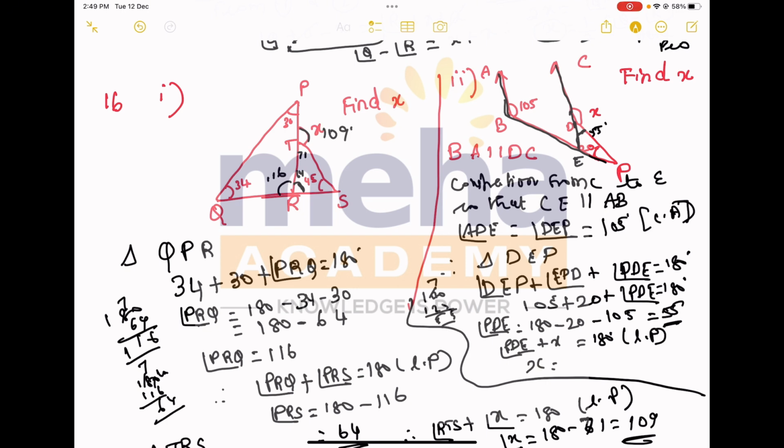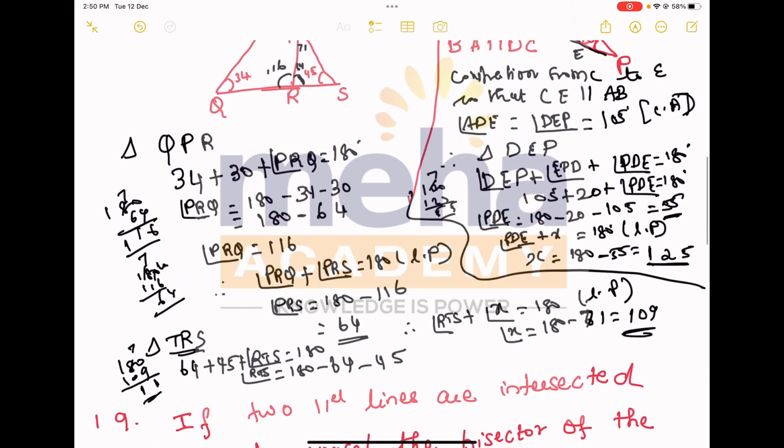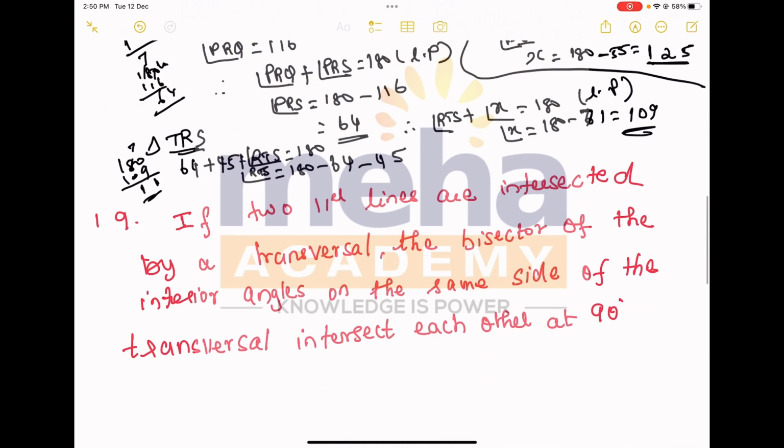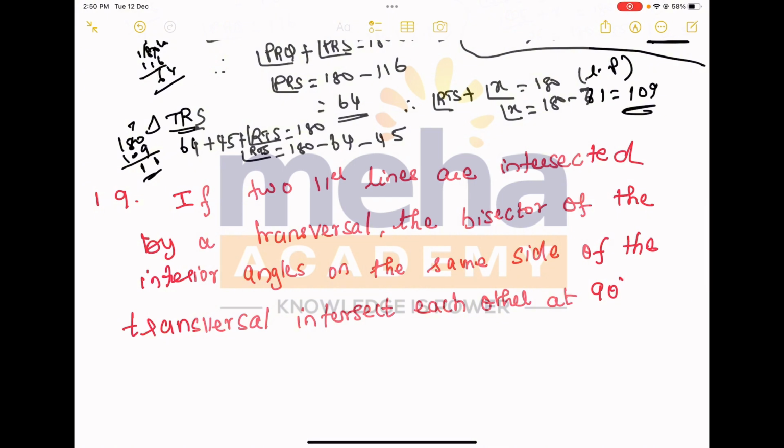So x is equal to 180 minus 55, that would be 125 degrees. So the angle x is 125 degrees. So again we use the concept of the angle sum property of a triangle and the linear pair concept. Then it's a word proof.